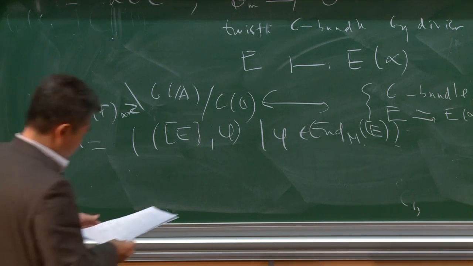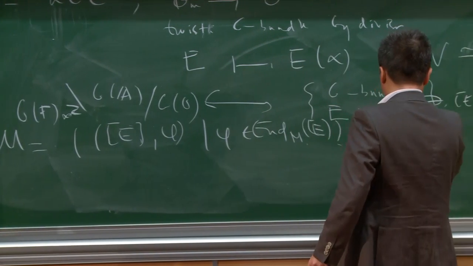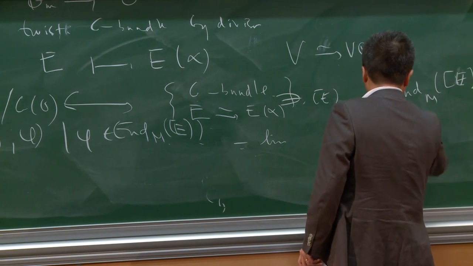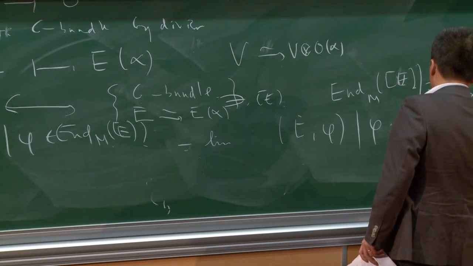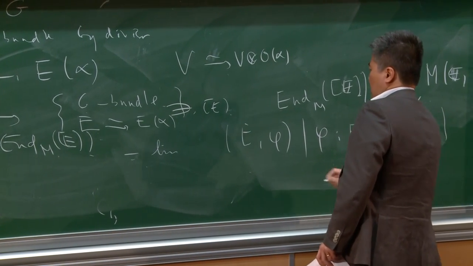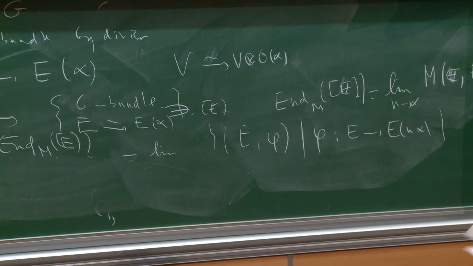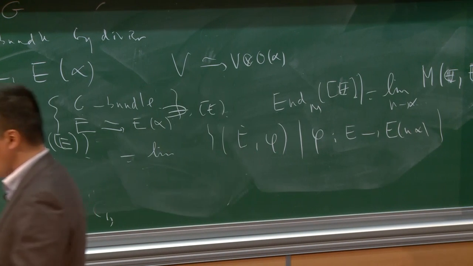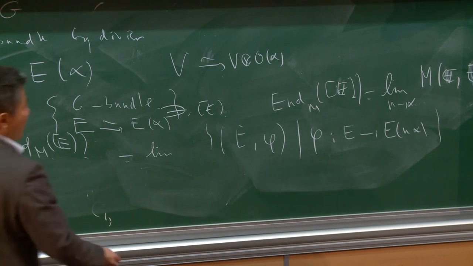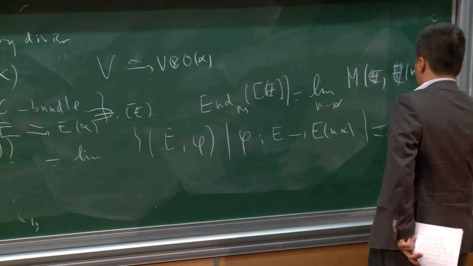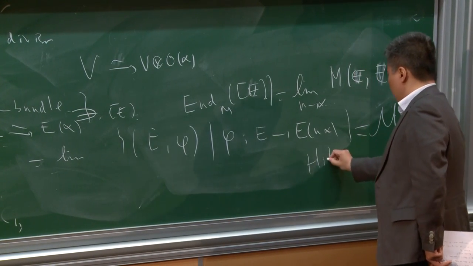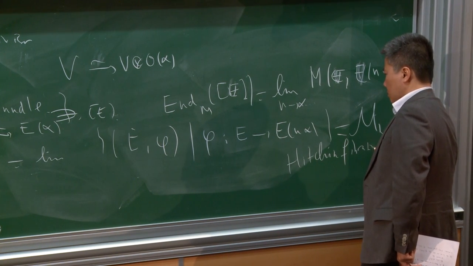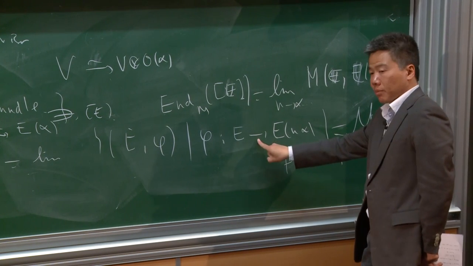So you can write this as a limit, which now becomes E and phi, with phi mapping E to E(infinity). So this looks exactly like the Hitchin fibration, and you can define it. Because this M_n, it is very similar to the Hitchin fibration. So is it an honest map, or is it an M map? This is an M map.